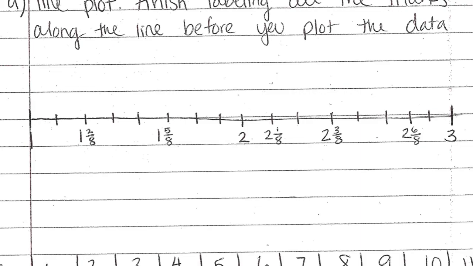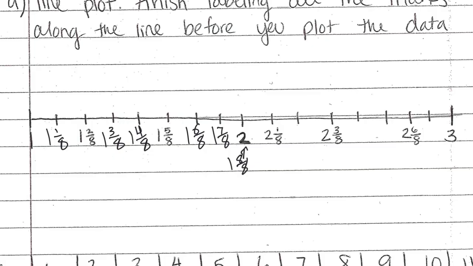So let's see. There's 1 and 2/8, so that must mean that this is 1 and 1/8. And if the next one is 1 and 2/8, then I probably have 1 and 3/8, and then 1 and 4/8, 1 and 5/8, 1 and 6/8, 1 and 7/8, and then this is 2, right? Because if I add 1 and 8/8, that's the same as 2.